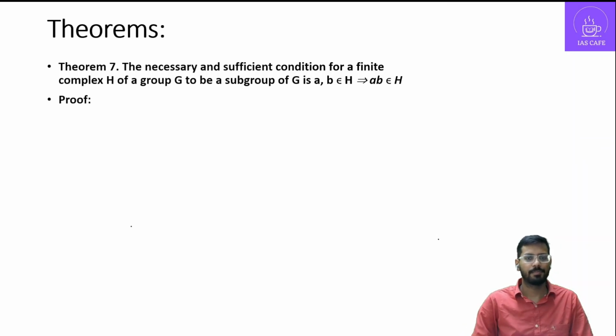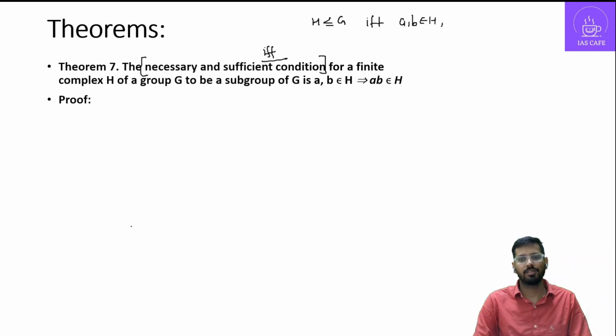Now, the next theorem is a necessary and sufficient condition for a finite non-empty subset H of a group G to be a subgroup of G: if a, b belongs to H, that implies ab belongs to H. That is the closure property. This is a necessary and sufficient condition, that means an if and only if condition. So H is a subgroup of G if and only if a, b belongs to H implies ab belongs to H.